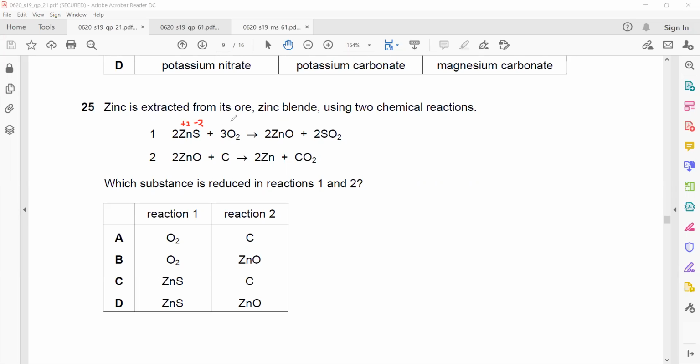For oxygen, when elements are there, the charge on the element is 0. But in zinc oxide, zinc is +2, oxygen is -2. And in the case of sulfur dioxide, how to identify? When both are non-metals, you write first the non-metal which is on the right hand side.